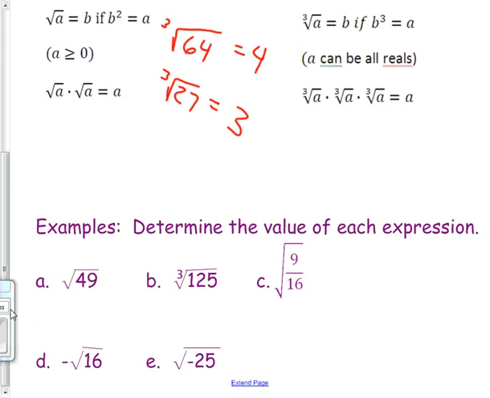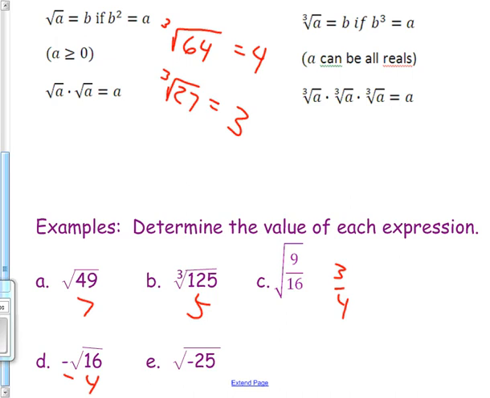All right, so let's do a couple practice problems. This is square root of 49. 7, yay, an easy problem. Cube root of 125. 5. The square root of 9/16. Square root of 9 is 3. Square root of 16 is 4. 3/4. The next one. Wait a minute, there's a negative out front. But if it didn't have that negative, it would just be 4, right? So what's the answer? Negative 4.